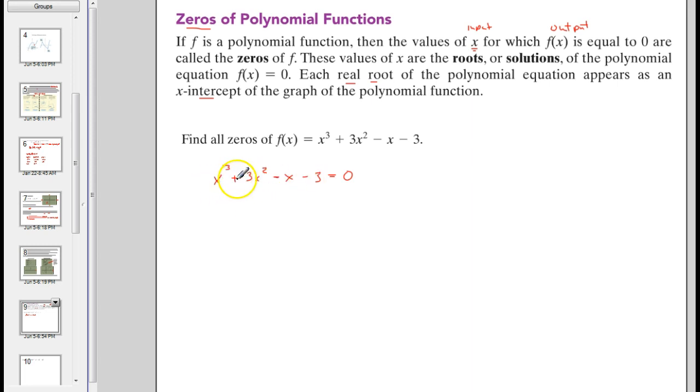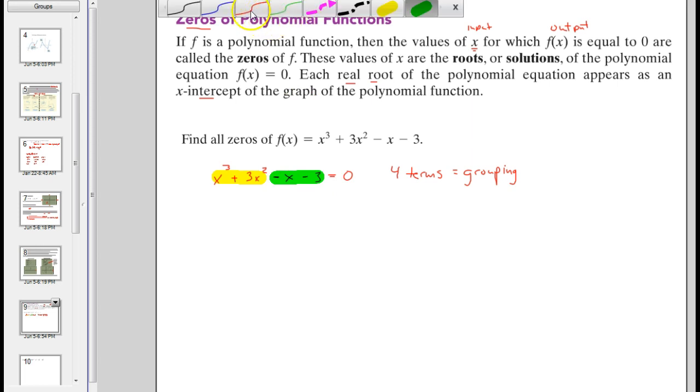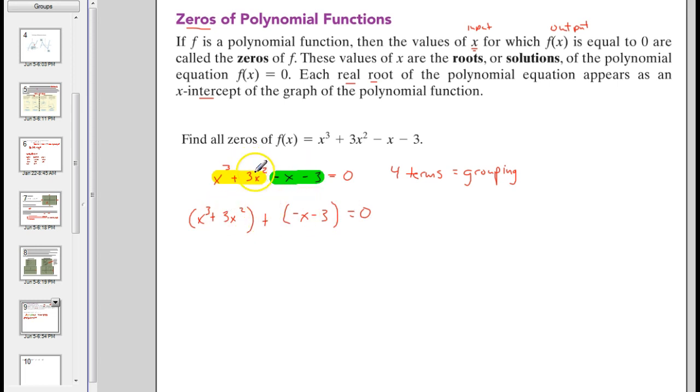All right, if I have a 4-term polynomial, 4 terms means grouping is the technique you would use. So I'm going to factor this thing by grouping. If you remember how grouping works, I'm going to make these 2 terms a group, and these 2 terms a group, and separate those with addition. So x cubed plus 3x squared, your group, plus negative x minus 3, your group. If you add these 2 things together, you're right back to where you started. So no harm done in grouping these together.